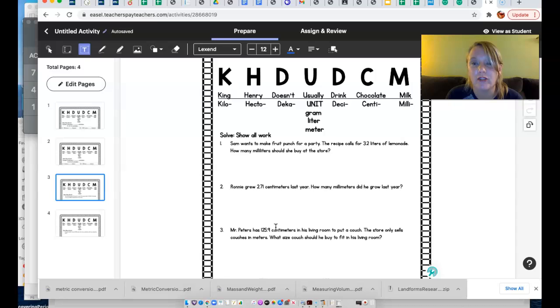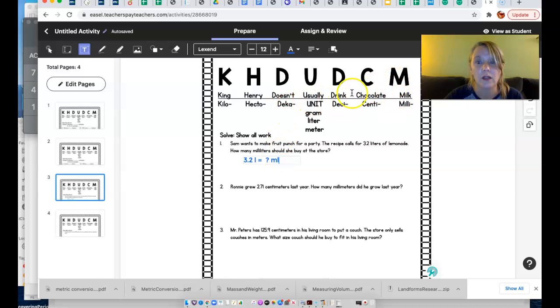Okay, well, it's the same thing. Just because there's a whole bunch of words there doesn't mean it's more confusing or more difficult. You're just picking out the pieces of information. So really what they're saying is 3.2 liters equals how many milliliters? That's all they're asking. And we did that a whole bunch of times on the first two sheets. So all we got to do is go from liters to milliliters.